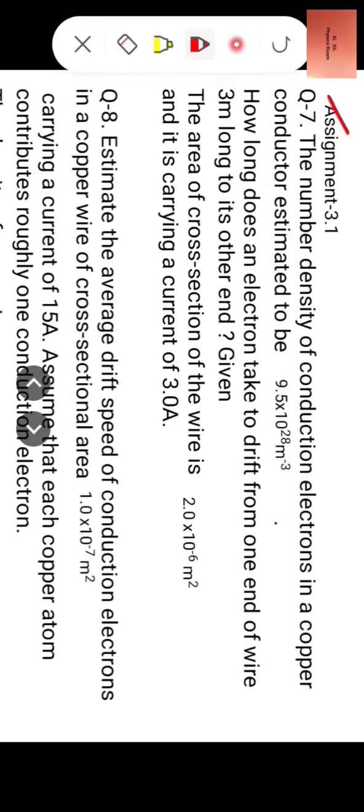Assignment 3.1 continued. Question number 7. The number density of conduction electrons in a copper conductor is estimated to be 9.5 into 10 raised to power 28 per meter cube. How long does an electron take to drift from one end of a wire 3 meter long to its other end, given the area of cross section of the wire is 2.0 into 10 raised to power minus 6 meter square and it is carrying a current of 3.0 ampere.